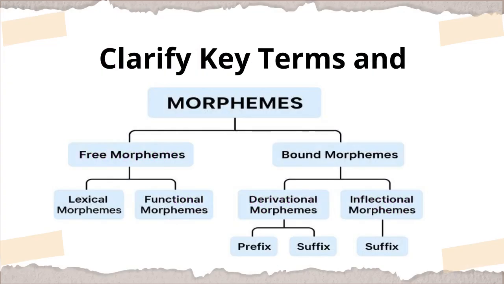Before we dive into the details of morpheme classification, let's first take a look at this image. This image presents the detailed classification of morphemes in English, showing how each type fits within the overall hierarchy. Morphemes are divided into two main types: free and bound morphemes. Free morphemes are further divided into lexical and functional morphemes. Bound morphemes include derivational and inflectional morphemes. Derivational morphemes have two forms: prefixes and suffixes, while inflectional morphemes include only suffixes. This hierarchy forms the foundation of word construction and meaning in English.